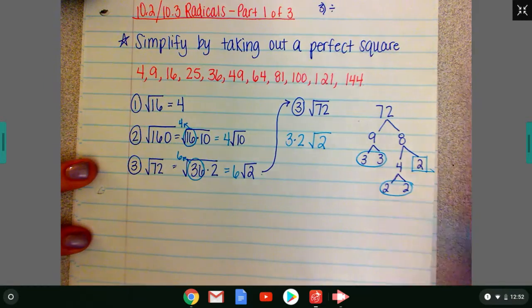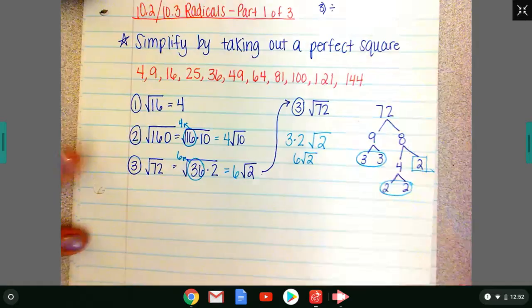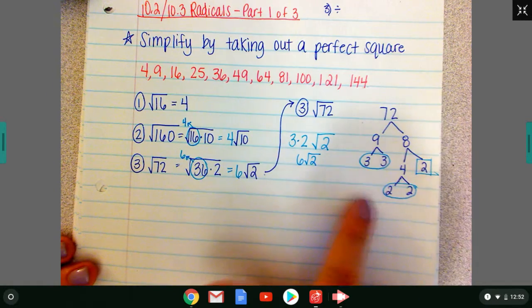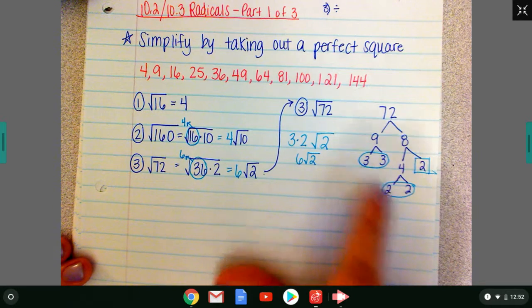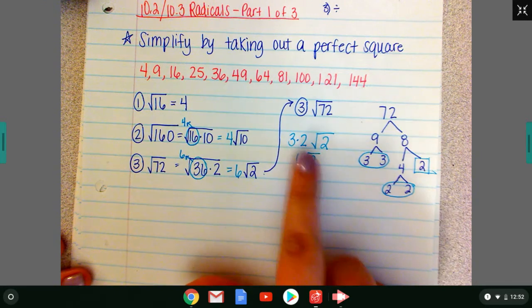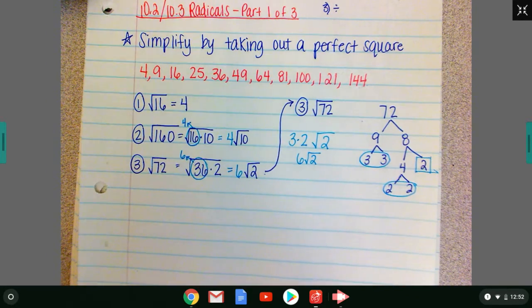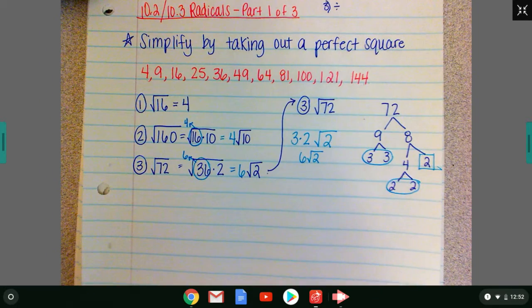So we would have been left with 6 root 2. And that's the same thing we got. So if you'd prefer to do this tree, the game plan is whatever you can pair up, take one of them and put it on the outside. And whatever's left over stays on the inside. Either of these methods is fine.